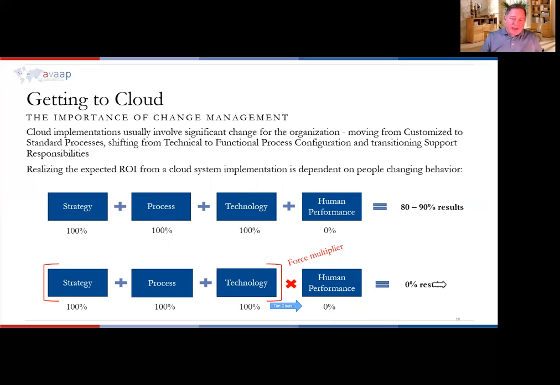And I'll say probably any project, but even more so in cloud ERP, change management has to be a part of what you do. It has to be integrated with the project management. One thing we do at Avaap, just part of our DNA, is that project and change management are done together on projects. And we try to help build that capability within our clients as we move forward.